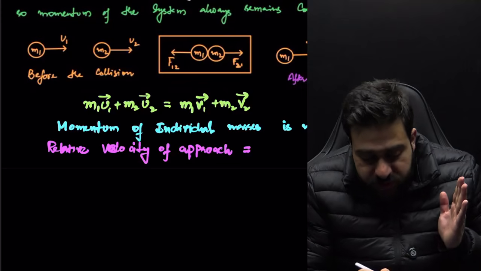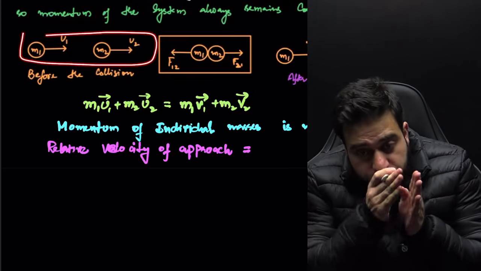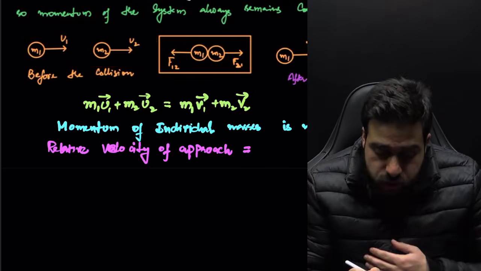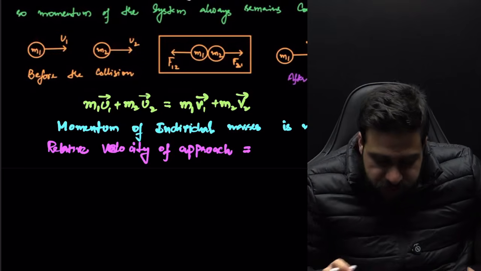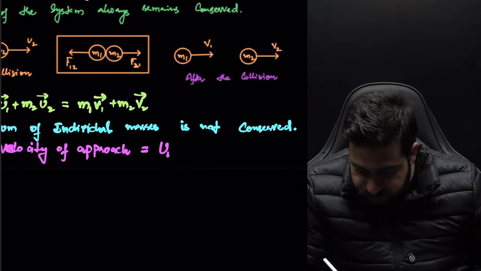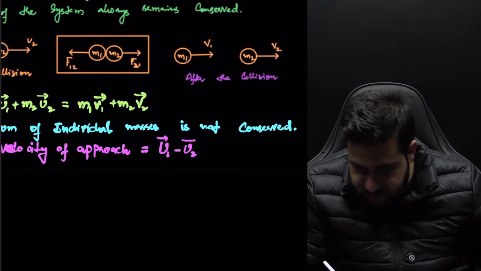Relative velocity means velocity of first minus velocity of second. So the relative velocity of approach is u1 minus u2. This is the relative velocity of approach.